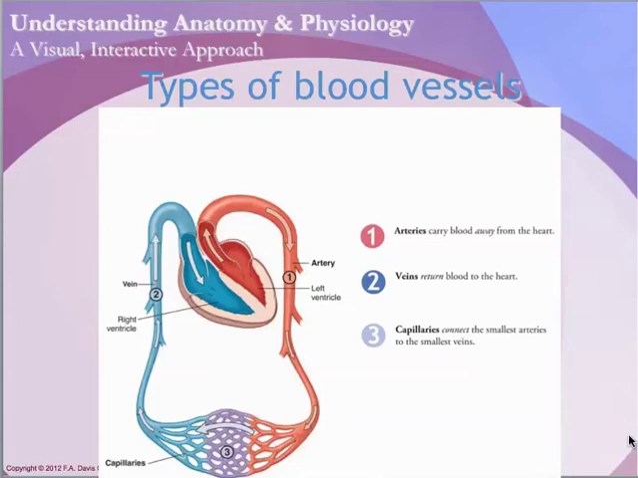And then capillaries are these small little vessels that connect the smallest arteries to the smallest veins. And that's really where oxygen and nutrient diffusion happens, okay? So we get oxygen going to the tissues, and then the blood picks up the waste products like carbon dioxide.